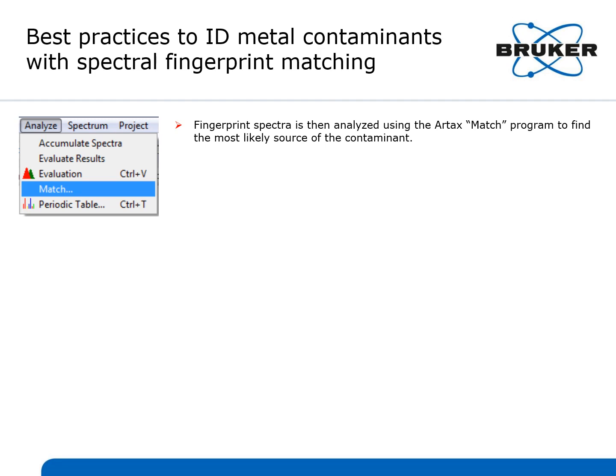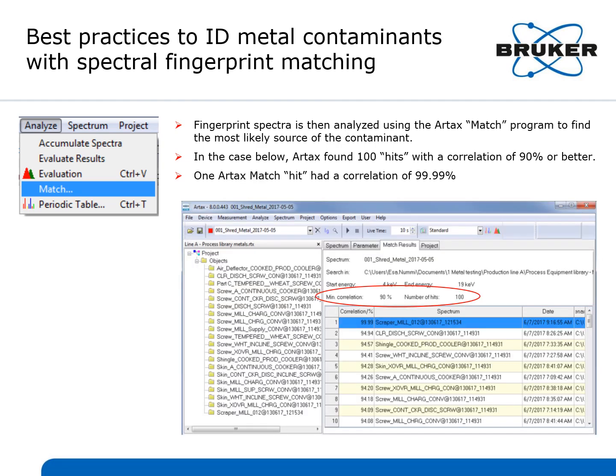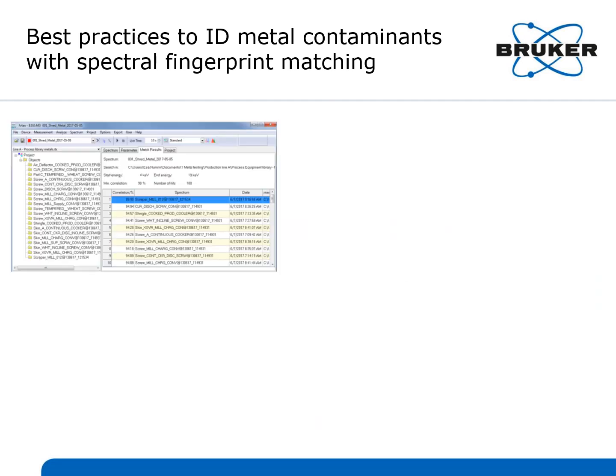in that project folder. In the case below, RTAX found 100 hits with a correlation of 90% or better. One RTAX match hit had a correlation of 99.99%. That hit is highlighted in blue, and you can see it is identified as Scraper Mill 012 at 130.617_121534. Let's take a closer look at this match.